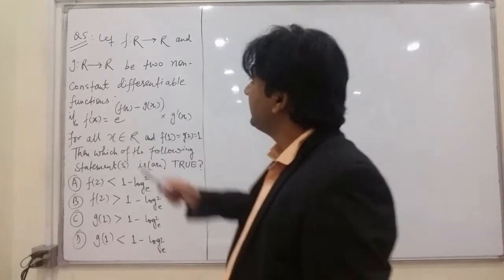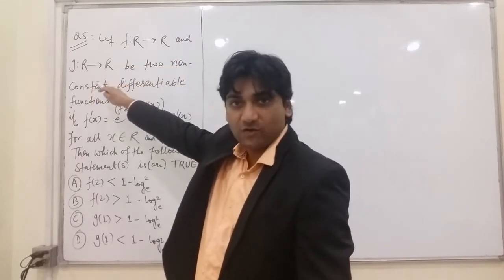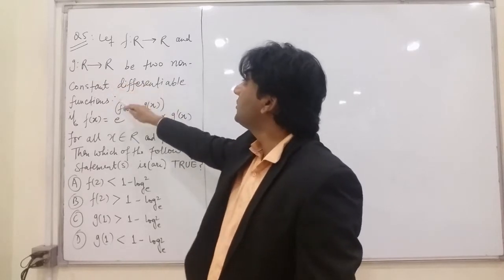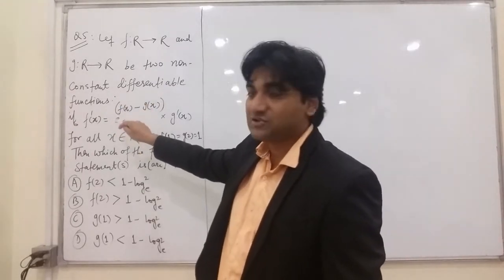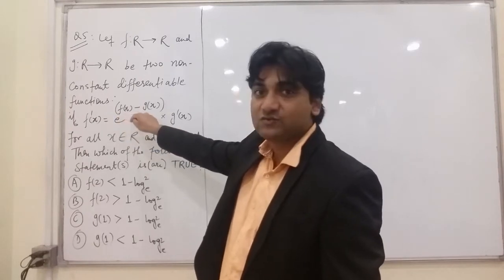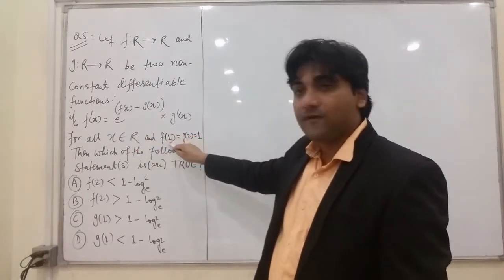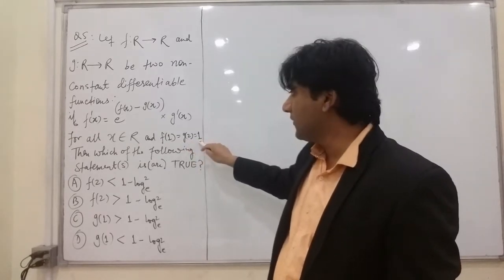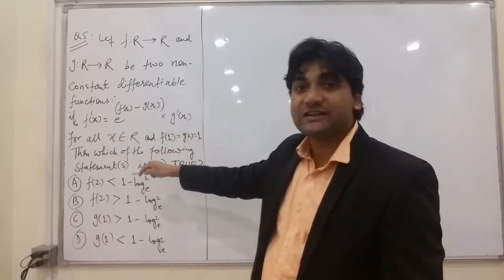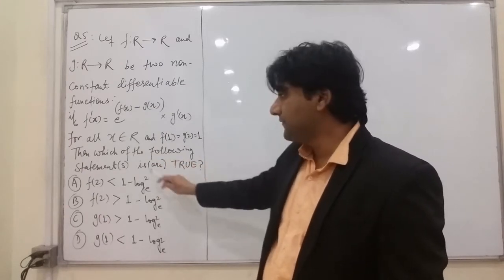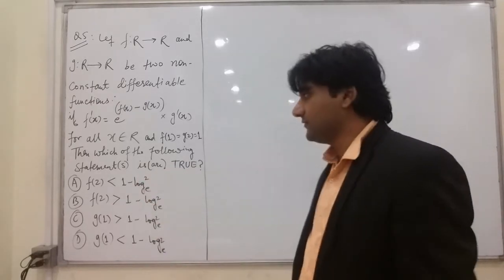Let us understand first. Let f, with domain all real numbers and codomain all real numbers, and another function g, with domain all real numbers and codomain also all real numbers, be two non-constant differentiable functions. This is given. These two functions are not constant, and this very important information we have, that f dash x equals e raised to fx minus gx times g dash x for all x belongs to R, and f of 1 equals g of 2 equals 1. It means f of 1 is 1, g of 2 is also 1. Then which of the following statements is or are true? We have four options. One of them or two of them or three of them or all would be true. We just have to check which one.